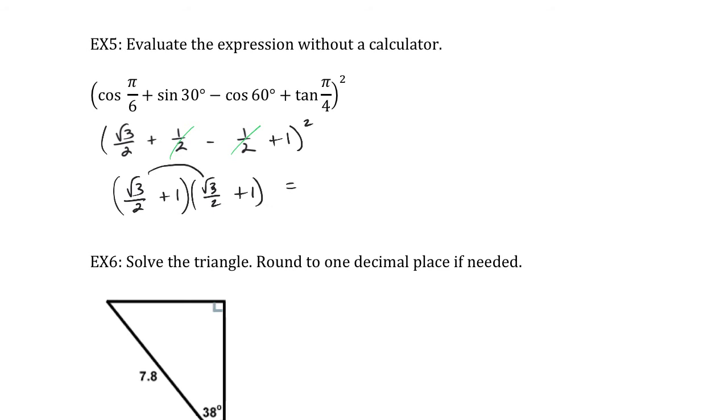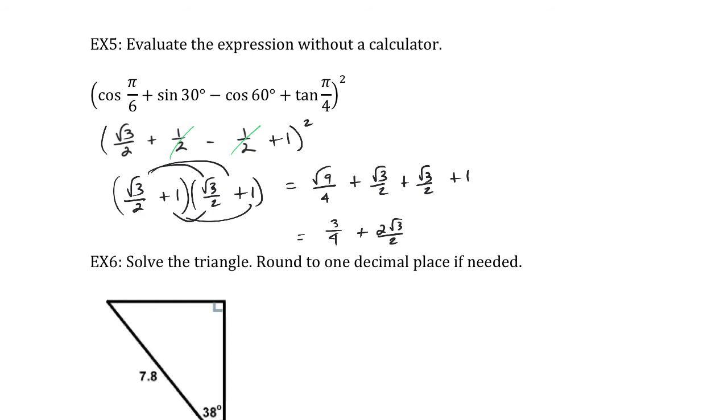And so this would be square root of 3 times square root of 3 is square root of 9 over 4. And then plus square root of 3 over 2 plus another square root of 3 over 2 plus 1. So then that would simplify to 3/4 plus 2 root 3 over 2.